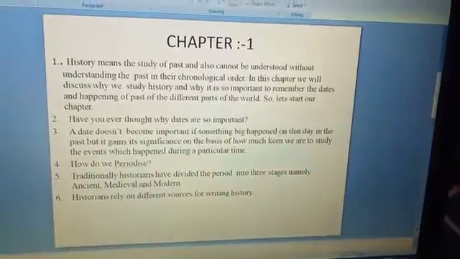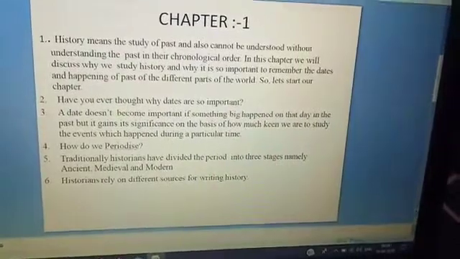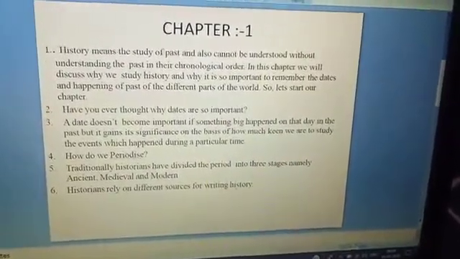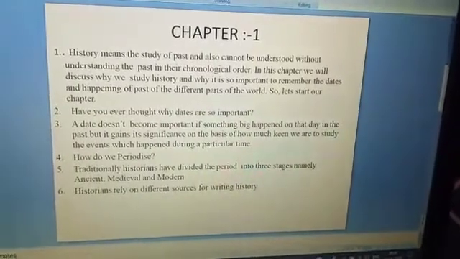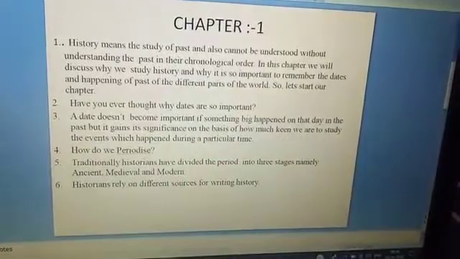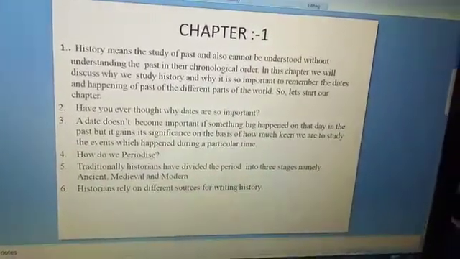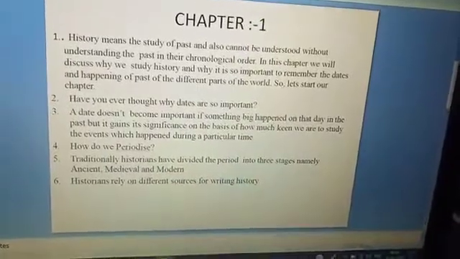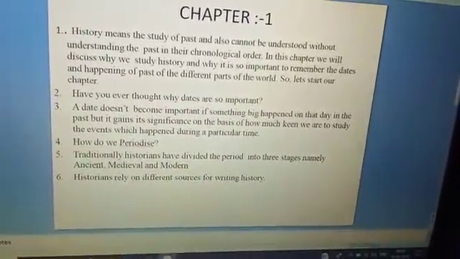Next point is, a date is not important unless something big happened on that day. Let's take an example. The British historians began their history with the first Governor General of Bengal, Warren Hastings, and continued up to the last Viceroy of India, Lord Mountbatten. Their history mainly focuses on the activities, policies, and lifestyle of their men.